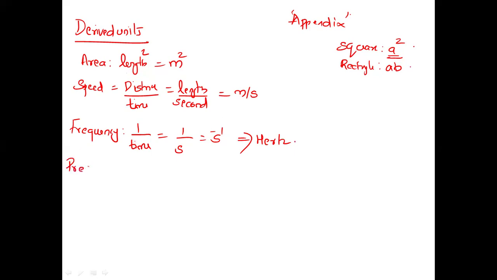There are other quantities that also have SI accepted names. For example, pressure. The unit for pressure is given a special name, Pascal. This is basically kilogram per meter second square. Like that, you can see some other physical quantities also.